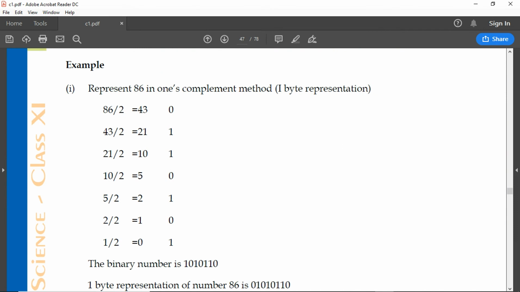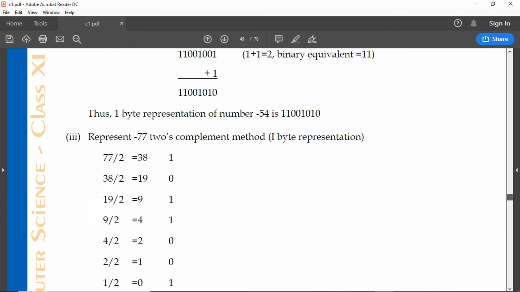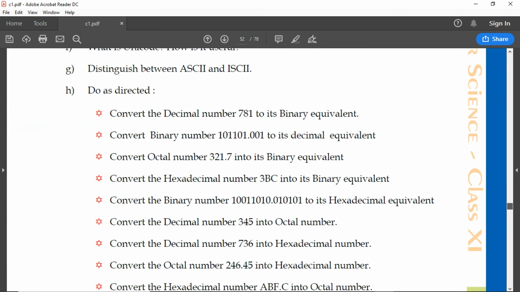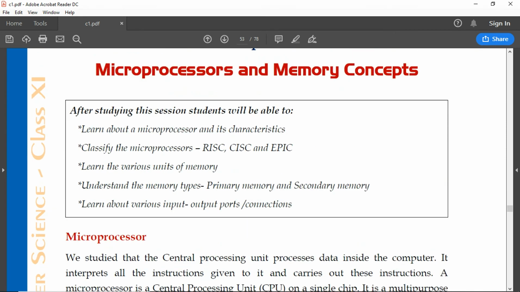86 halves equals 43, remainder 0. 43 halves equals 21, remainder 1. 21 halves equals 10, remainder 1. 10 halves equals 5, remainder 0. 5 halves equals 2, remainder 1. 2 halves equals 1, remainder 0. 1 half equals 0, remainder 1.